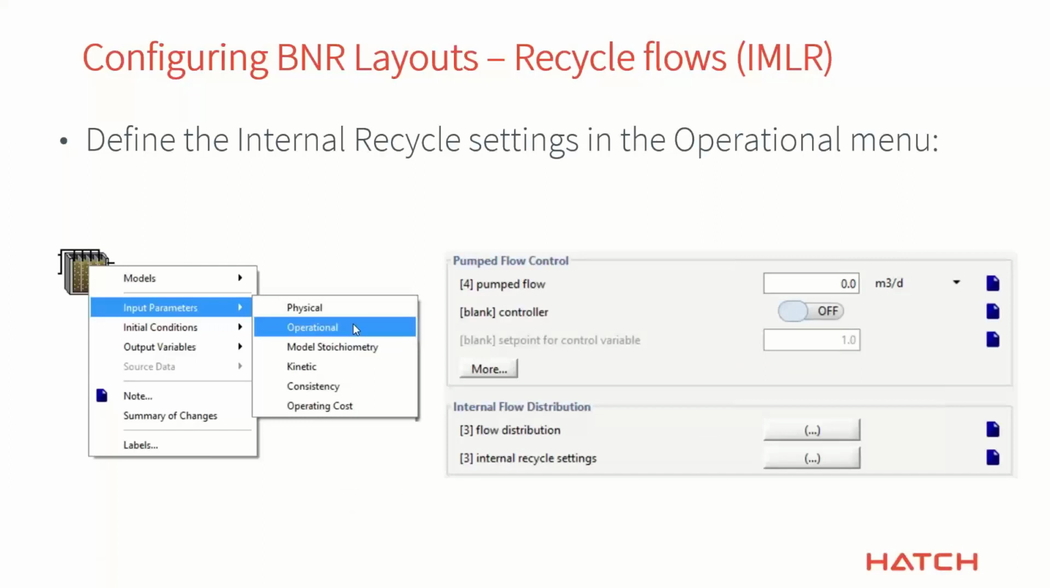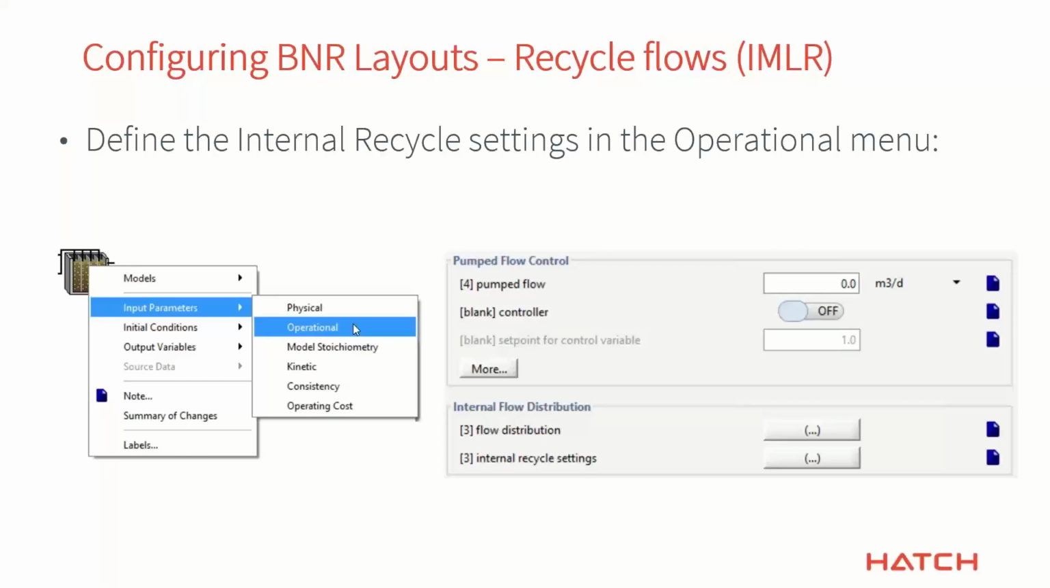Okay, that was the third, and now we're on to the fourth and final thing that you need to set up to do a BNR layout, which is the internal recycle settings in the operational menu. So internal in this case means internal to that particular object. It's from one zone inside to another zone. So you won't actually see anything when you use the plug flow object itself. It's talking about moving from the third reactor to the second reactor, et cetera, et cetera.